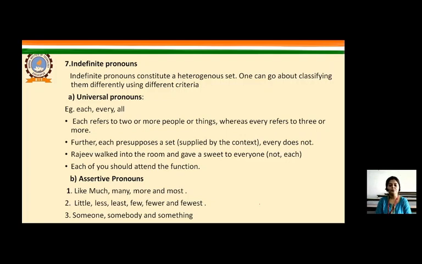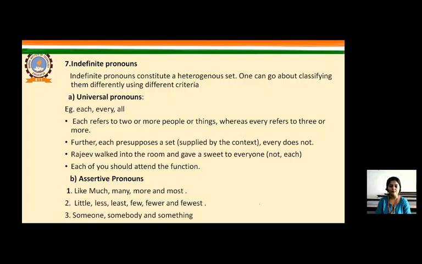Example: each proposes a set supplied by the context, every does not. So if you are using the word each, then you are referring to some standard text or some standard statement that applies to each of the members that you are mentioning in the particular group.